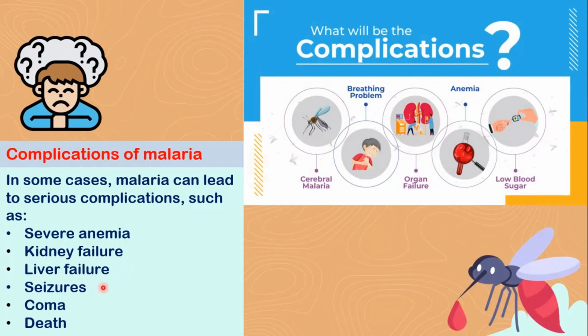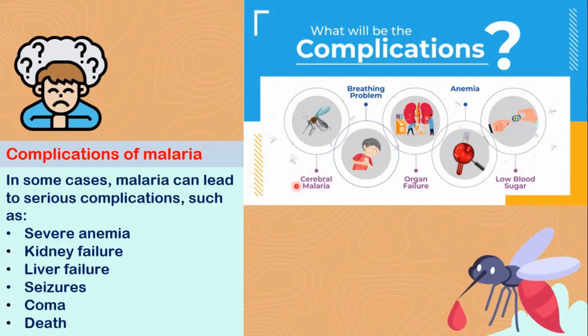The fourth one is seizures. Malaria can cause seizures, which are episodes of uncontrolled electrical activity in the brain. The fifth one is coma. Malaria can cause coma, which is a state of unconsciousness from which the person cannot be awakened. The last one is death. Malaria can be fatal, especially in children and people with weakened immune systems.